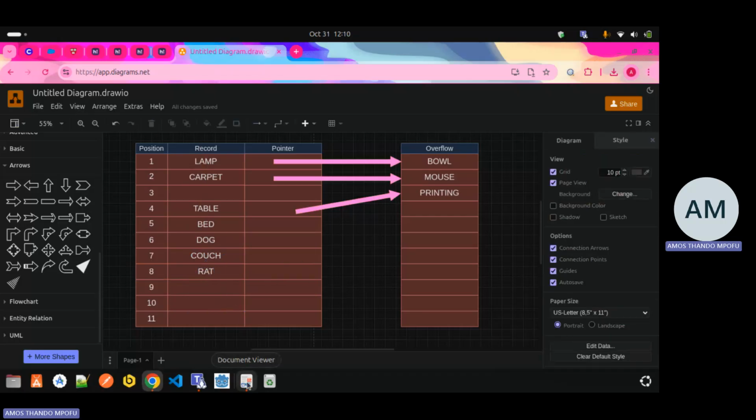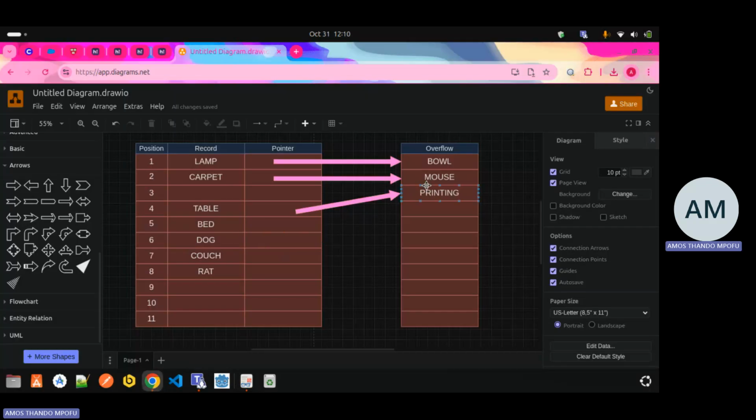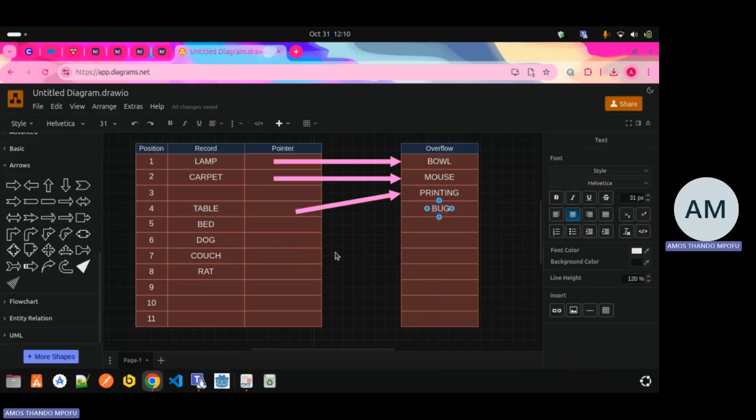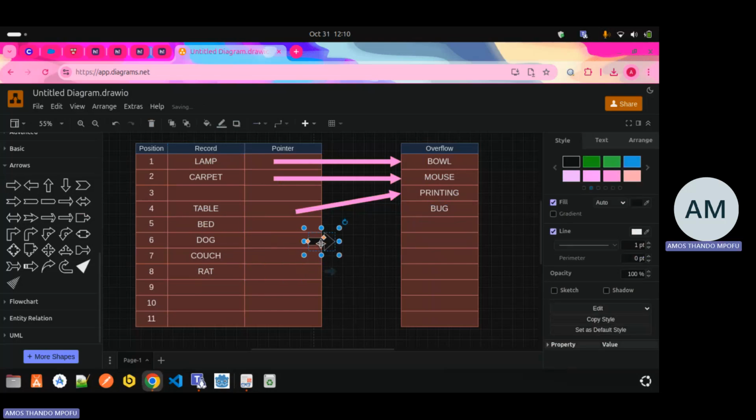The ones that are available, I'm just putting them there. And then bug is 1. So we have collision again at 1. So I need to put it in the separate block here, which is the bug. And then I need an arrow, a pointer from there to there, right? So I'll put it here, and then it needs to go from 1.